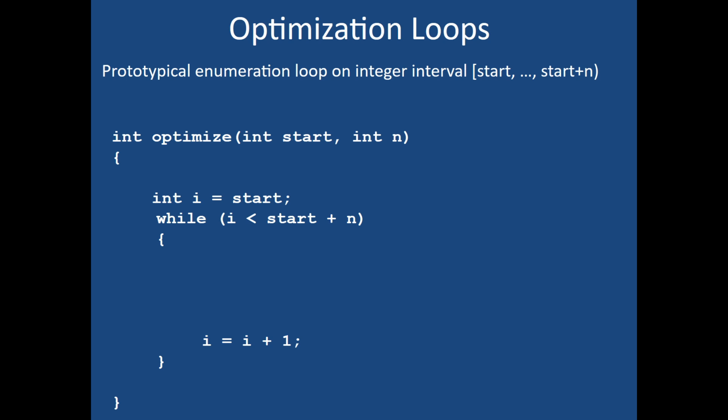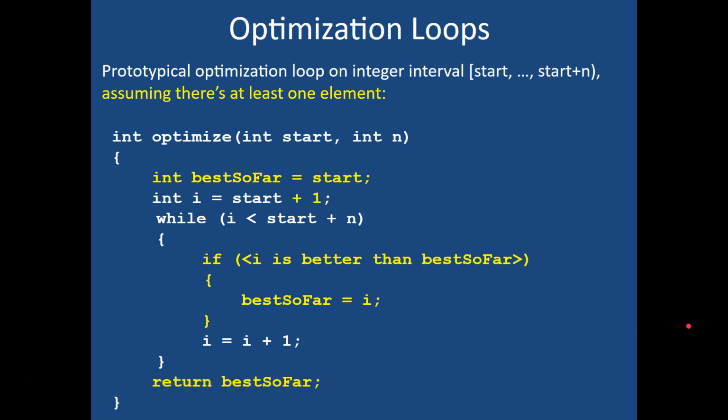Here again, we'll start with the enumeration loop for a range of integers. Suppose we're supposed to find the integer in that range with the most factors, or the least factors, or the number with the largest cosine, or the smallest cosine, or whatever. That would be our starting point, and we've got to turn it into an optimization loop. We're going to add code in 3 places: some code up here, some code in here, and some code down here at the bottom. Let me just show you what code you have to add. Here I'm assuming that there's at least one element.